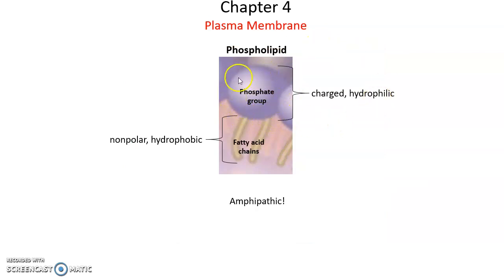Close-up of a phospholipid, of course, we have that phosphate group, and we have two long fatty acid chains. The phosphate group is charged, it's hydrophilic, so water-loving, and that's why it faces out, because we are very aqueous. We have lots of watery solutions in our bodies. And then the fatty acid chains, nonpolar, hydrophobic, they face in to each other to try to avoid contact with water. And so phospholipids are the mysterious amphipathic molecules. They are both hydrophobic and hydrophilic.